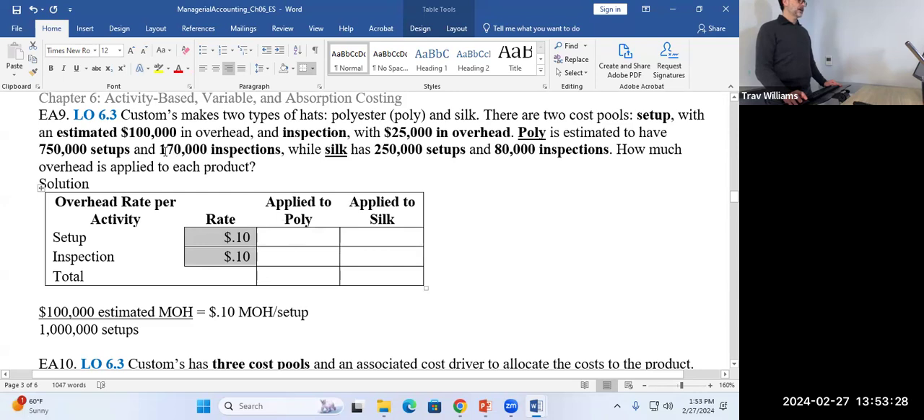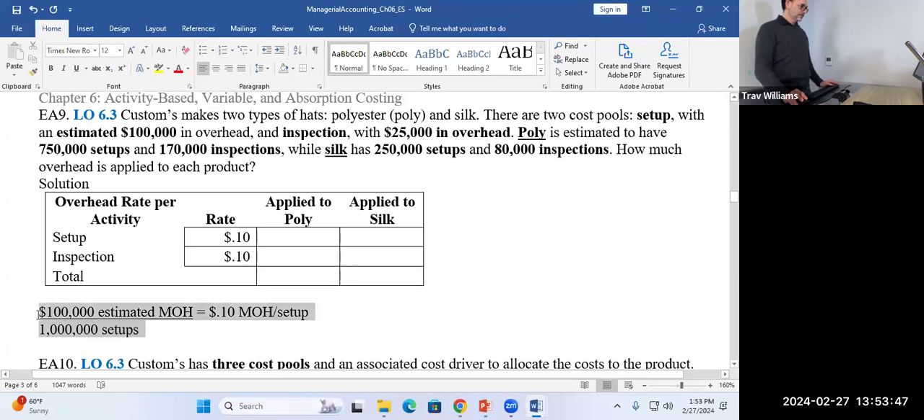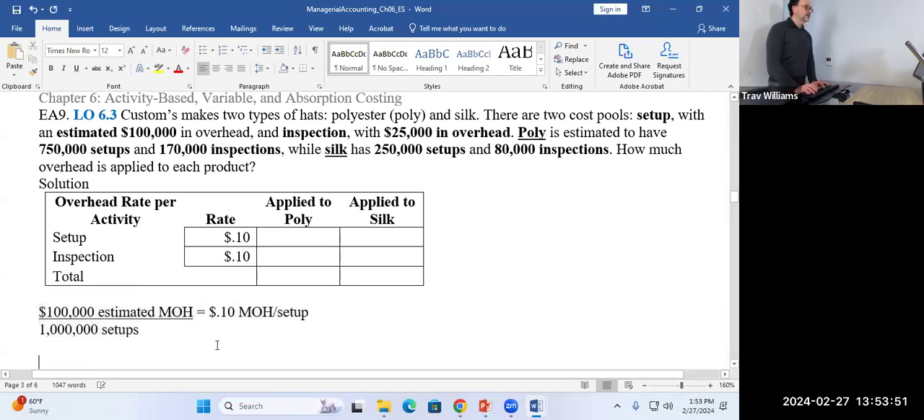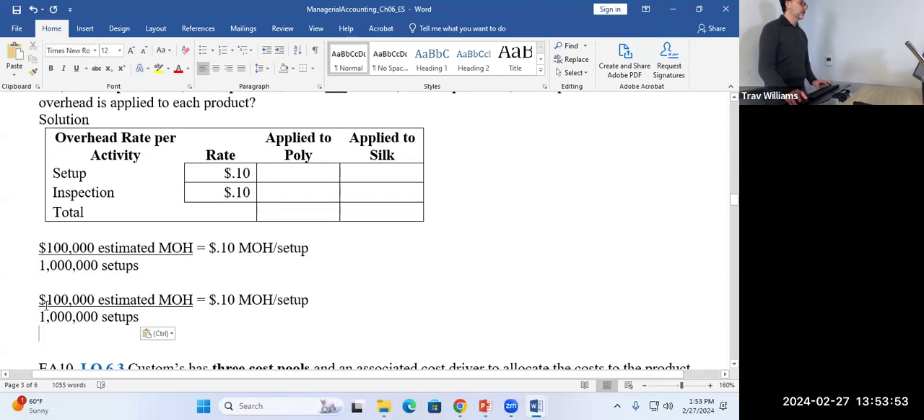So we divide the $25,000 of inspection-related overhead costs by 250,000 inspections, which is 170,000 plus 80,000. So that one. Add the 110,000. Exactly, because you have to add the activities for all of your products together. So this one would look like this.